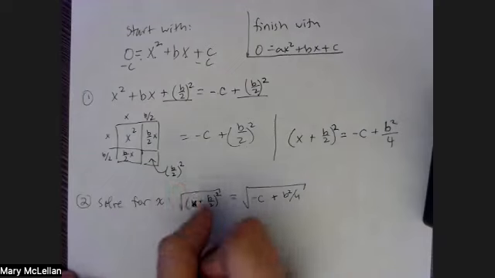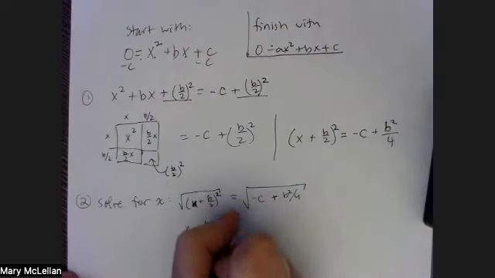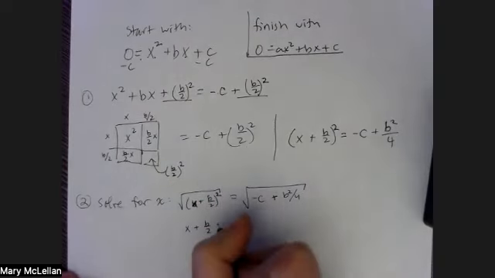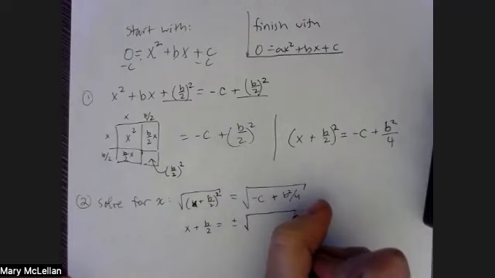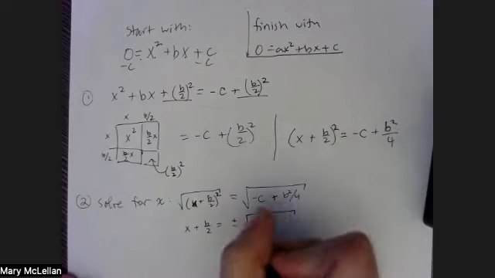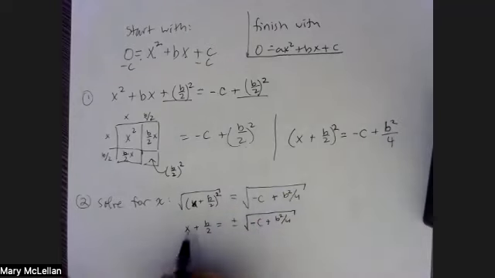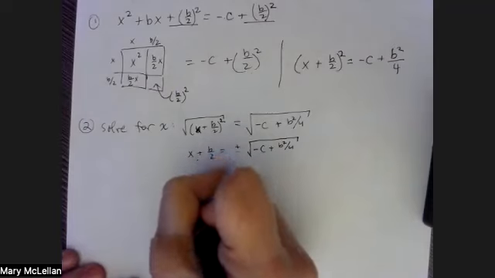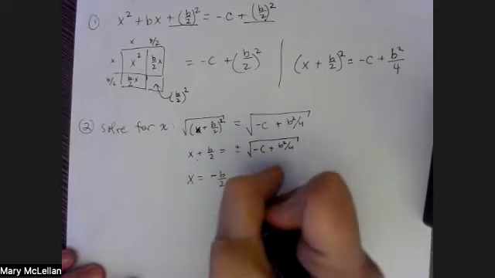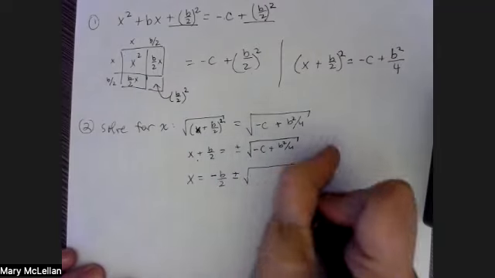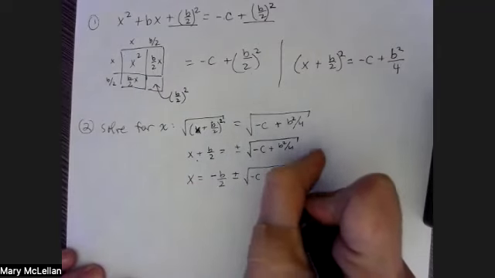So I'll rewrite that as x plus b over 2 is equal to plus or minus the square root of negative c plus b squared over 4. And then I subtract b over 2 from both sides. So I get x is equal to negative b over 2 plus or minus the square root of negative c plus b squared over 4.